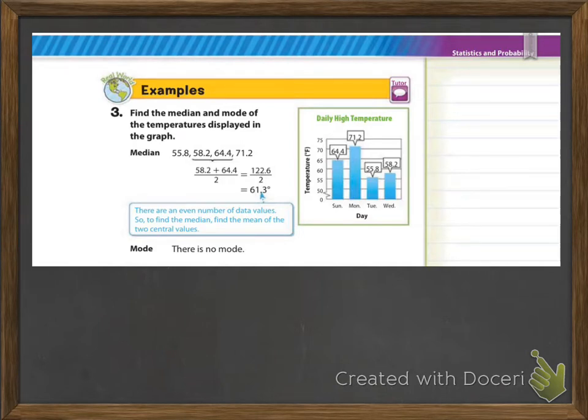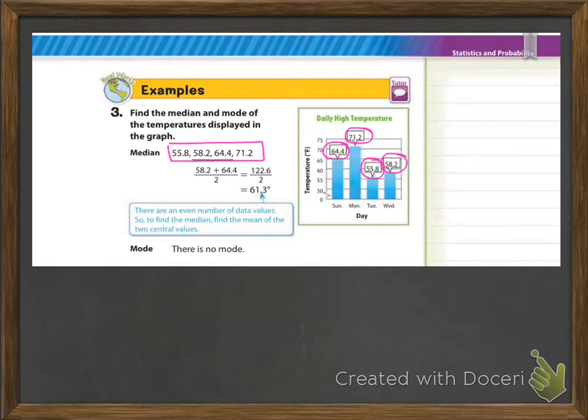So on this one here, you're going to find the median and the mode of the temperatures displayed in the graph. Now, over here in your graph, you can see where they gave you the numbers. So I'm going to go ahead and circle them for you. So you've got the numbers 64.4, 71.2, 55.5, and 58.2. So in order to find the median, you're going to put those numbers in order. And they did this for you right over here.